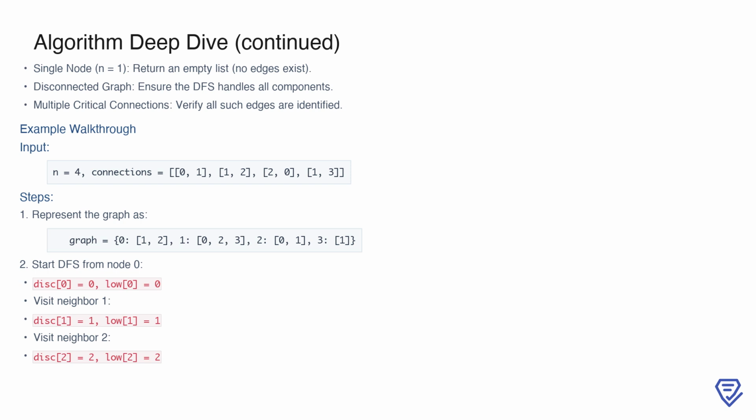To see this in action, let's consider an example. Suppose we have 4 nodes and the connections are given as [0, 1], [1, 2], [2, 0], [1, 3]. First, we represent the graph using an adjacency list. Node 0 is connected to nodes 1 and 2, node 1 is connected to nodes 0, 2, and 3, node 2 is connected to nodes 0 and 1, and node 3 is connected to node 1. With the graph constructed, we begin the DFS traversal starting from node 0.